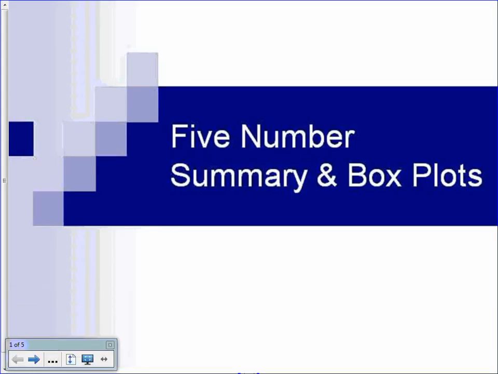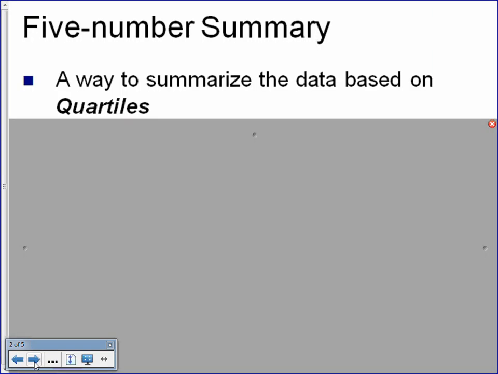Okay, so we're going to talk about the 5-number summary and what we would call box and whisker plots. And to begin, we're going to talk about the 5-number summary. The 5-number summary is a way to summarize our data based on something called quartiles. You're going to hear the word quartile quite a bit. A way to summarize the data based on quartiles.